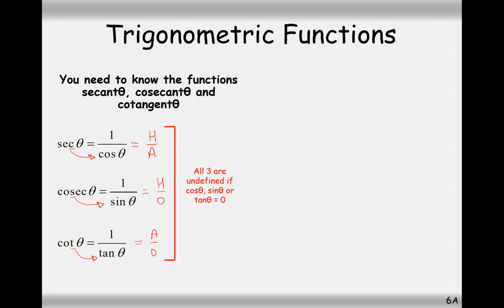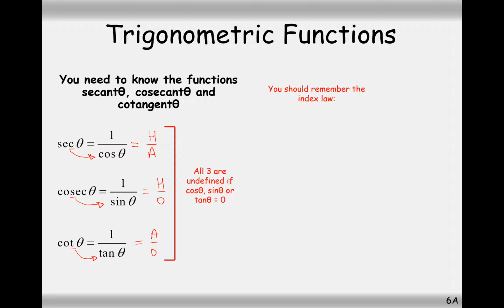All three of these functions are not defined when the function on the bottom is equal to 0. For example, you can't have sec of 90 degrees. Why not? Because cos 90 is 0, and you can't have 1 over 0. In addition, you can't have cosec of 180 because sine of 180 is 0, and you can't have 1 over 0. So there are some values of theta that you can't have, and they correspond to whenever the denominator is equal to 0.